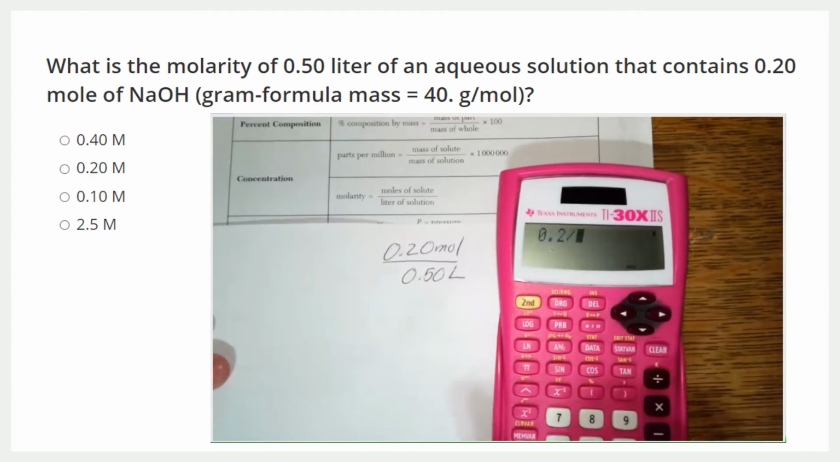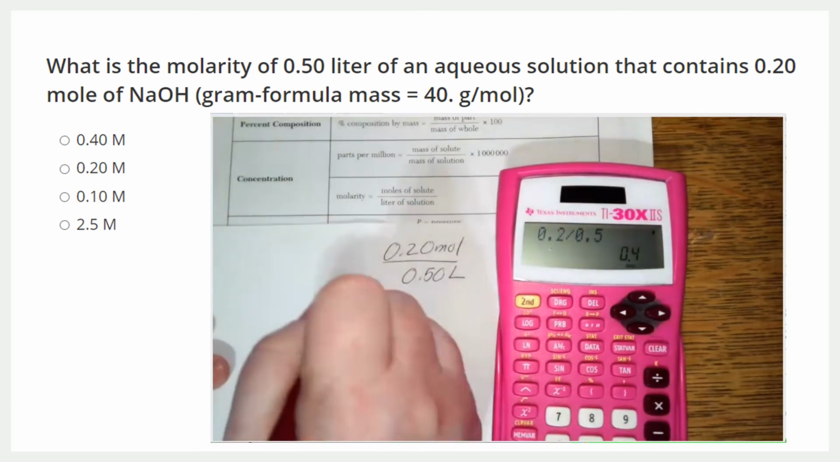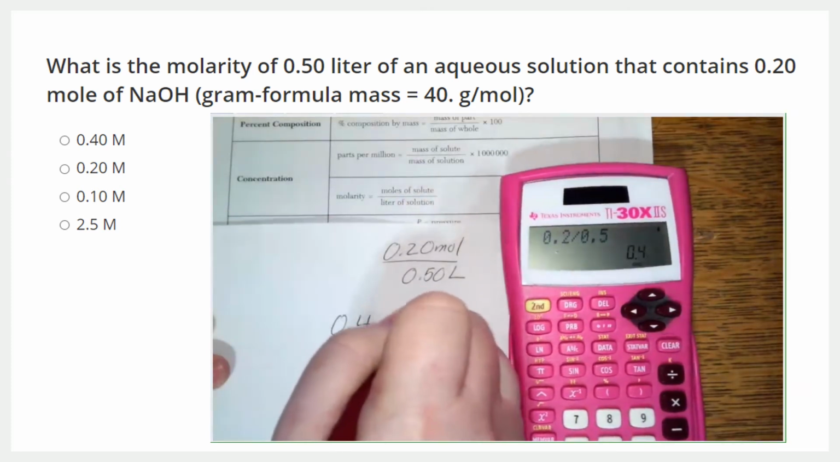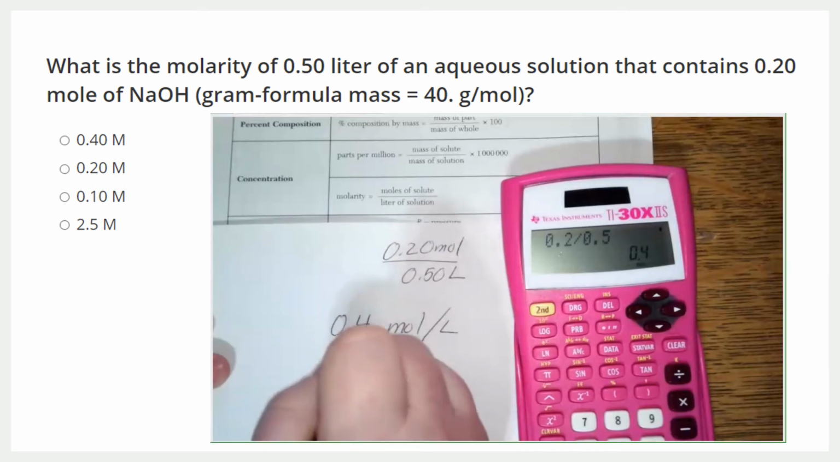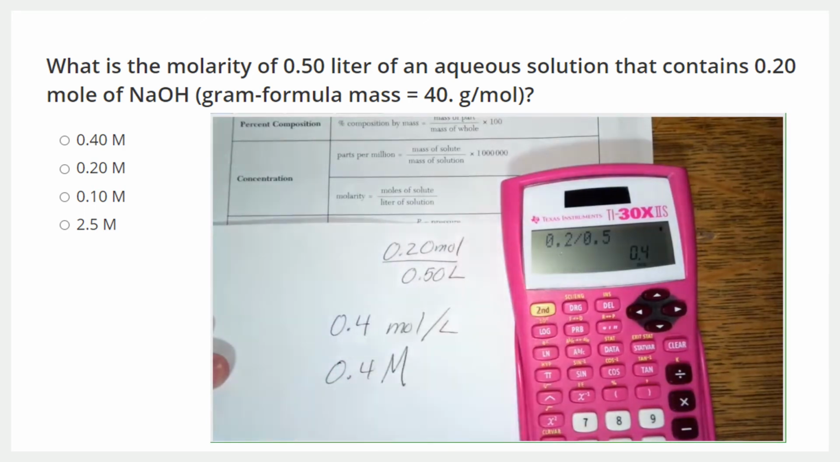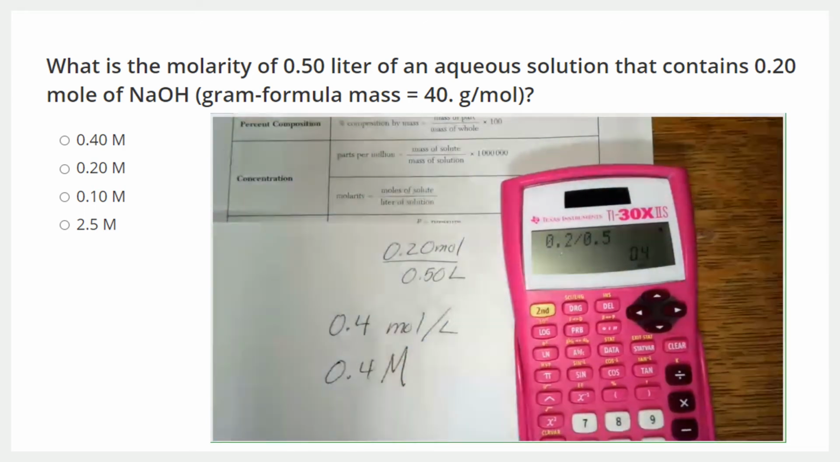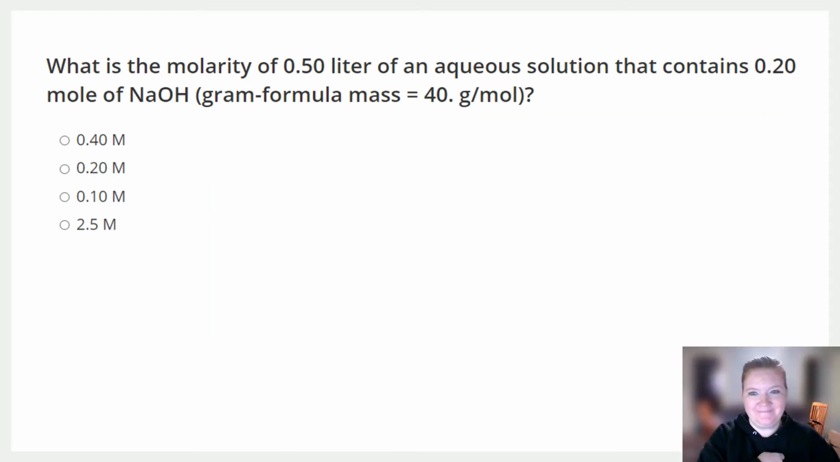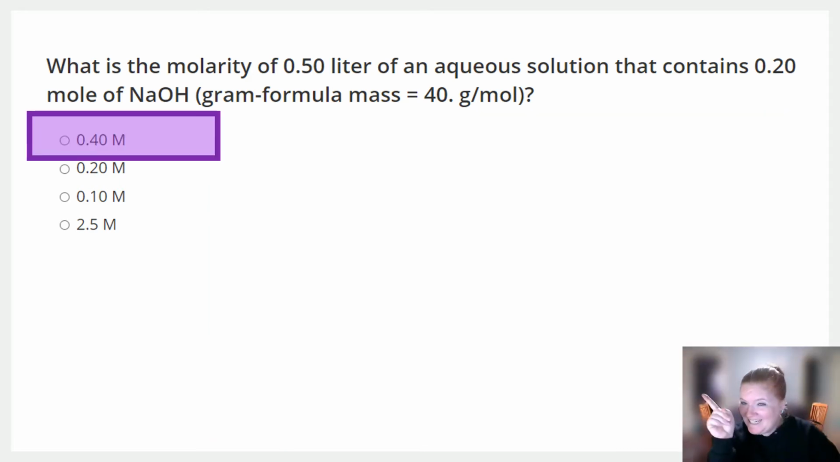0.2 divided by 0.5 equals 0.4 moles per liter, or 0.4 molar, and hopefully that's an answer. Ta-da! There's the answer.